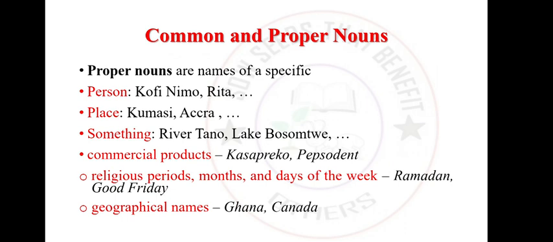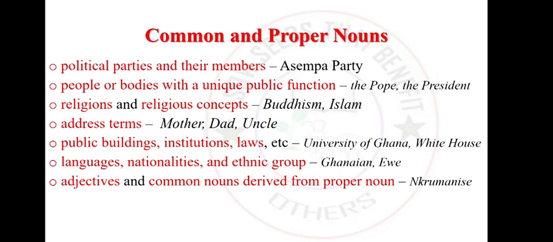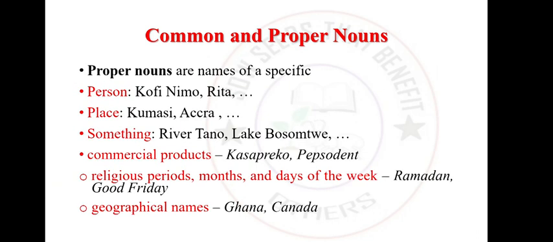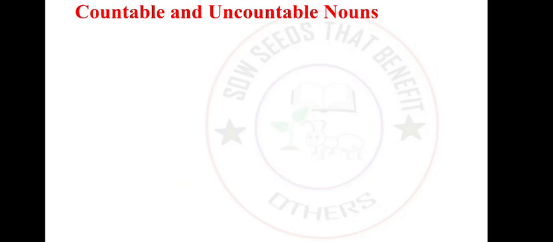Geographical locations, we've already talked about that. Kintampo is a geographical location, though it's a town. But here, I just wanted to represent it by the countries. These are some of them. Political parties, their names are also proper nouns. Asempa Party, New Patriotic Party, National Democratic Congress, Movement for Change. They are all proper nouns. Okay.